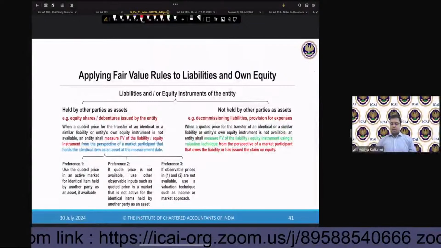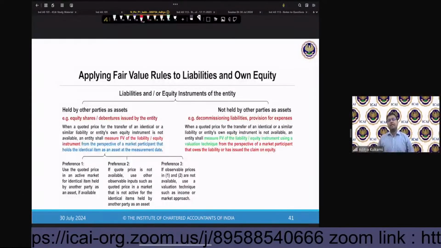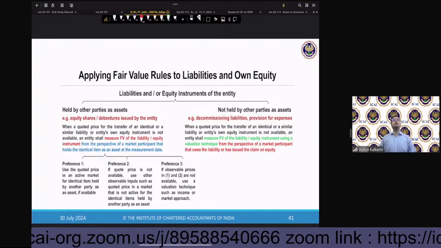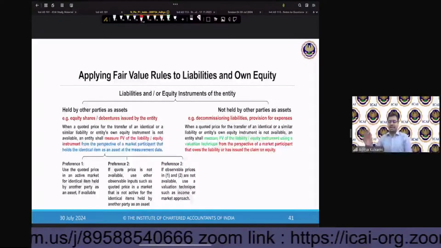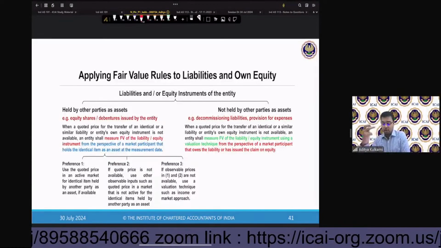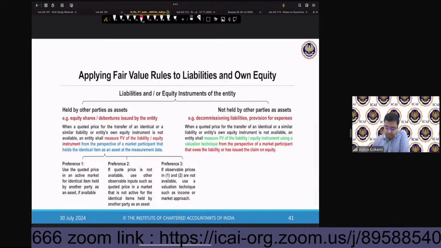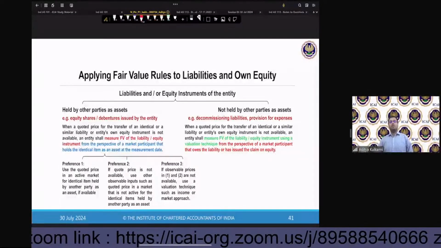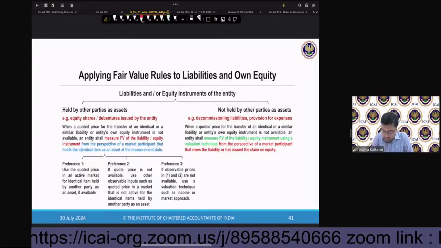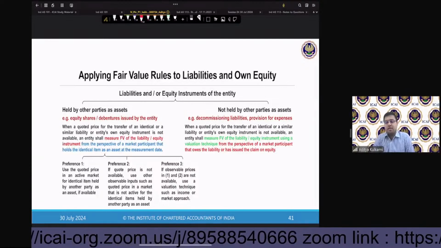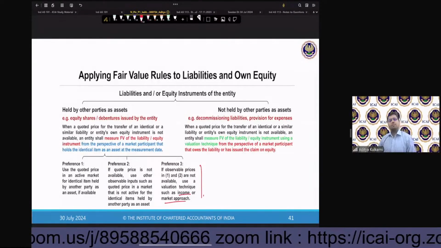Your liability and or equity instruments of the entity, if they are held by other parties as assets, like for example, you have a loan, it is held as an asset from the perspective of the lender. So if it is measured as an asset, then for us also you can take that level one input, quoted prices, because it is actively quoted. If a quoted price is not available, you can look for the price of similar items and make some adjustments. If one and two are not available, then you will have to go in for a valuation technique using income or market approach. Are we okay?